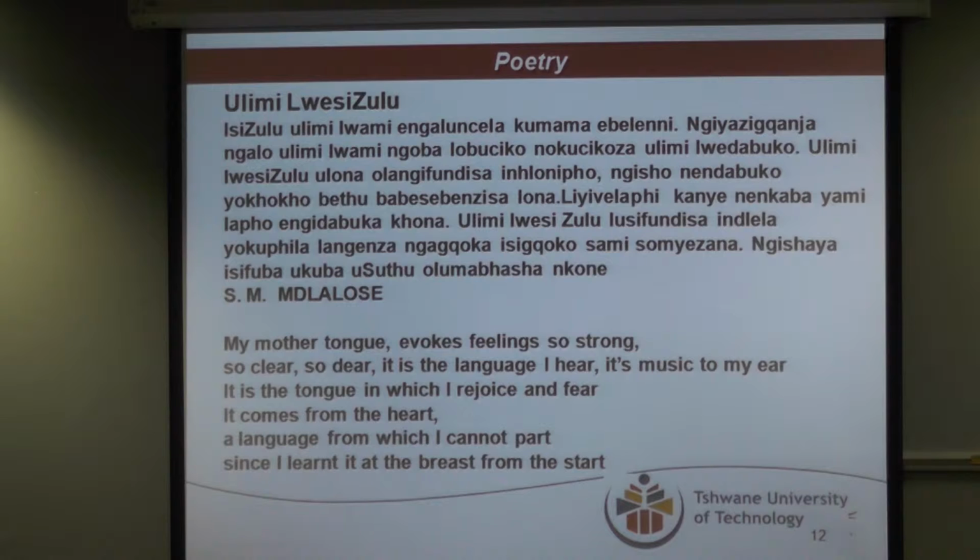This was a poem written about isiZulu language. This is a poem written about mother tongue. Evokes feelings so strong, so clear, so dear, you can read it. It comes from the heart, a language from which I cannot part, since I learnt it at the breast from the start. And yes, that is your mother tongue, the language in which you rejoice and fear.